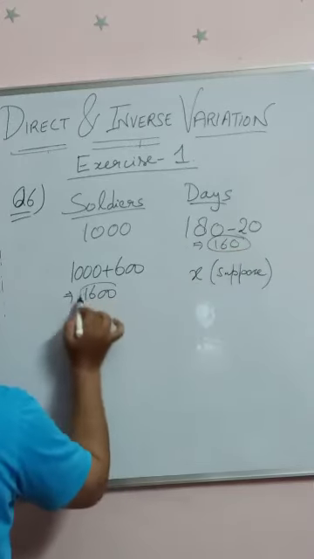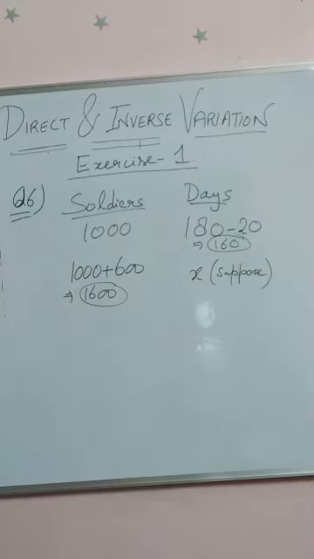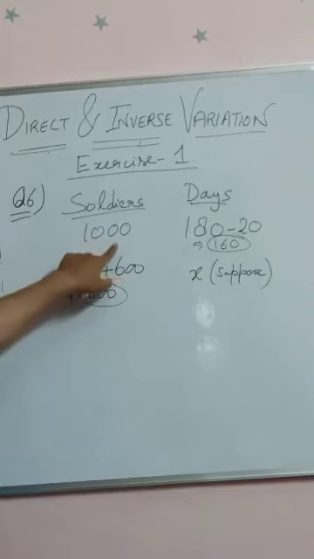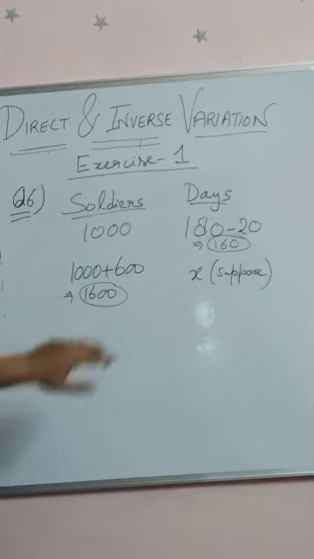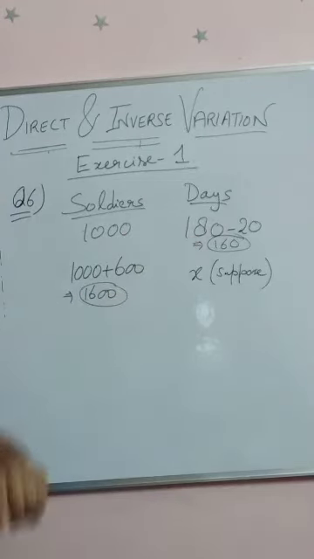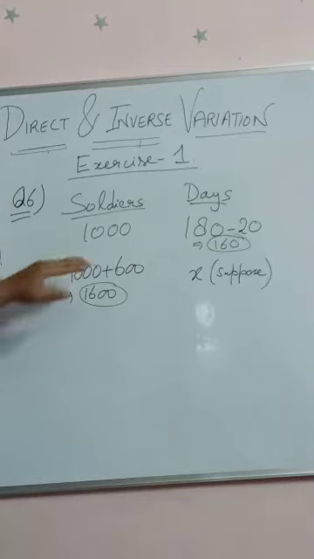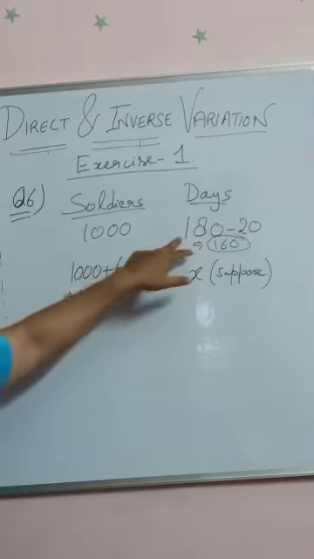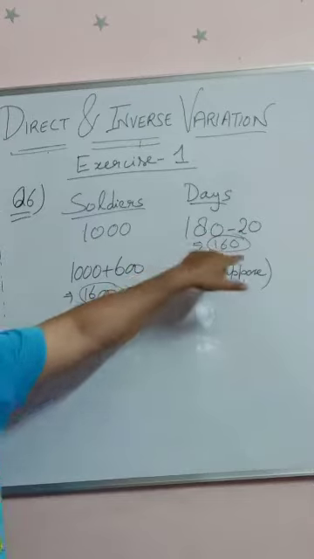Remember what happened, why I have written 180 minus 20 days here. This is the main thing that you need to understand. Actually, the number of soldiers, if they were 1,000, the food which is stored for them is going to last for 180 days. But 20 days have already passed. So don't you think that these 1,000 soldiers have already consumed the food of 20 days? So the food is left for how many days now? It is left for 180 minus 20, that is 160 days.